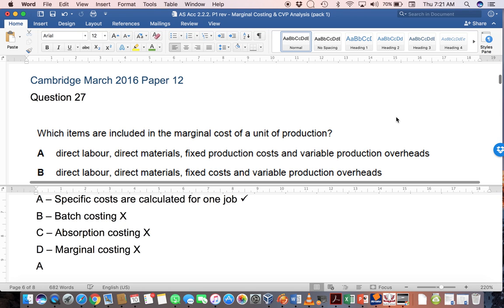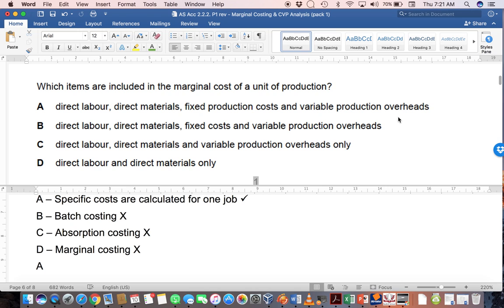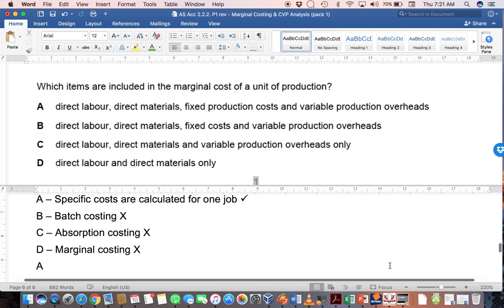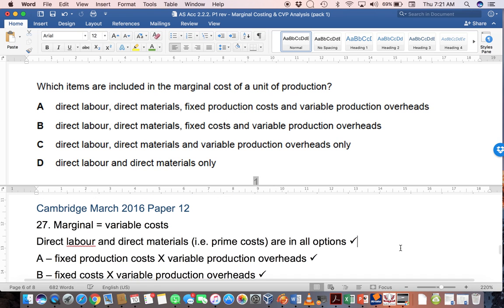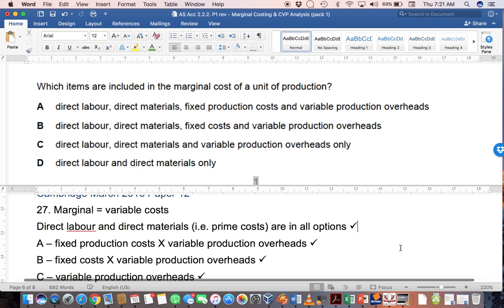Let's now look at Cambridge, March 2016, paper 1-2, question 27. Which items are included in the marginal cost of a unit of production? Well, for this one over here, your marginal costs, remember, are your variable costs. So you want to keep in mind that your direct labor and your direct materials, in other words, your prime costs, are in all these options here.